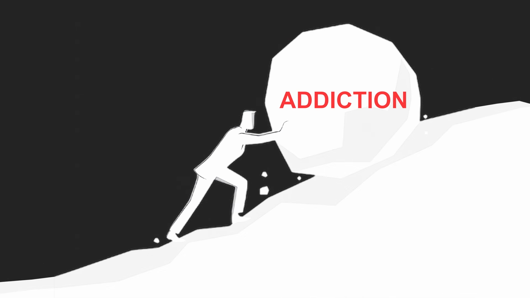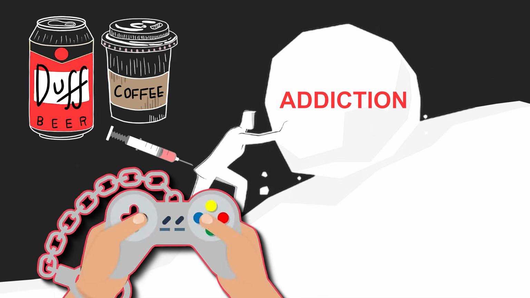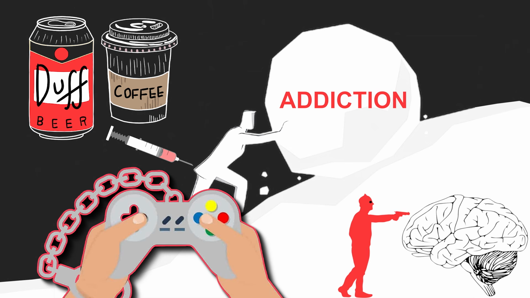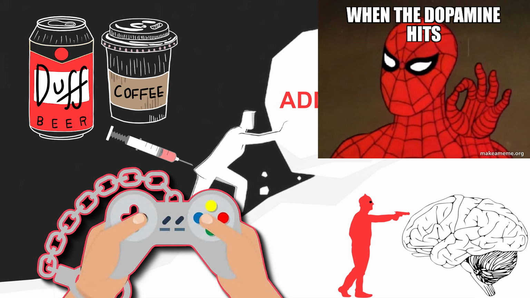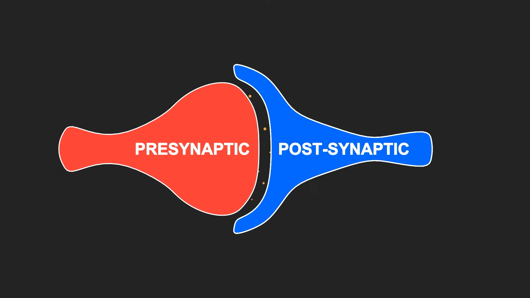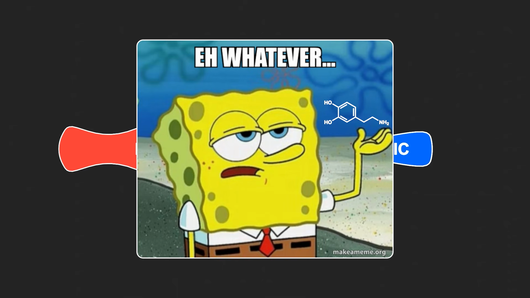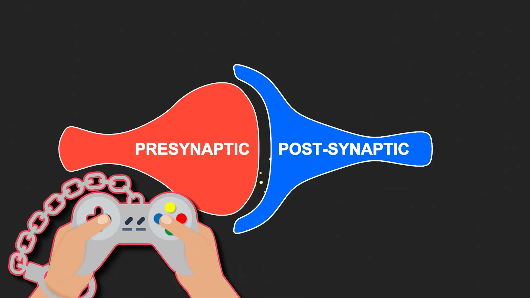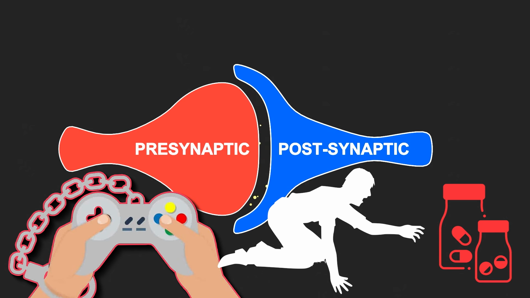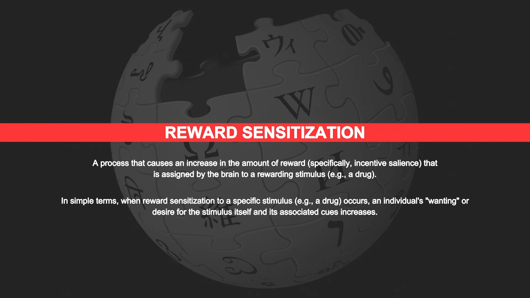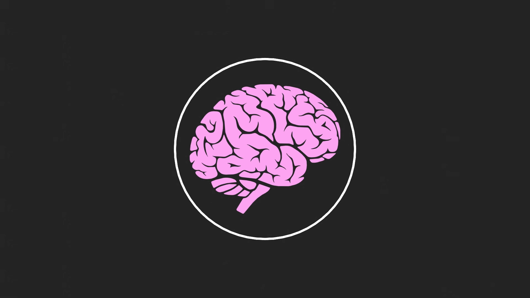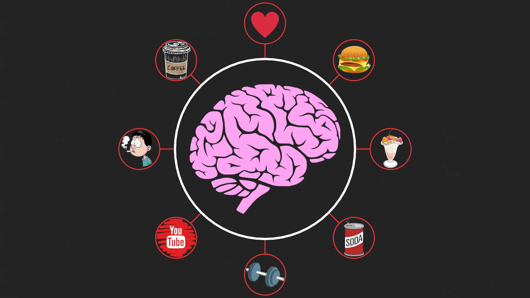However, addiction can occur when certain activities or substances hijack the brain's reward system, leading to an overstimulation of dopamine release. Over time, this excessive dopamine release can desensitize the brain's dopamine receptors, resulting in a diminished response to natural rewards and an increased drive to seek out addictive behavior or substances. This is often referred to as reward sensitization. Your brain tends to be sensitized to a specific type of incentive or reward.